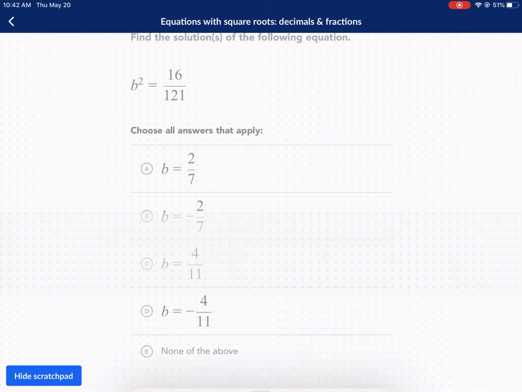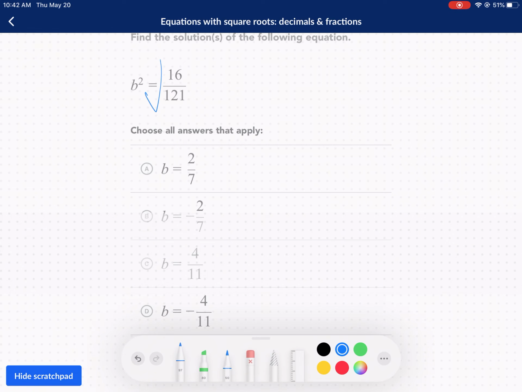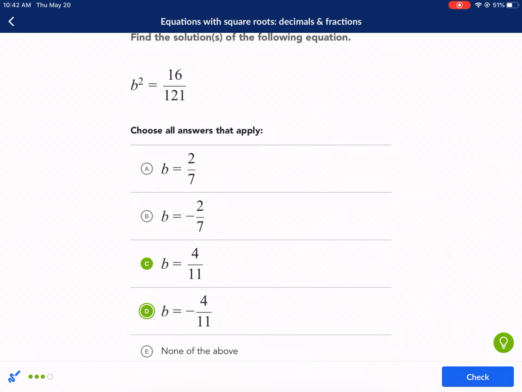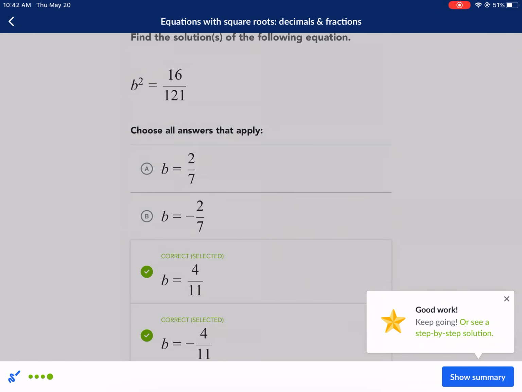Okay, last one. You guys know what to do. You take the square root. Square root of 16 over square root of 121. And, oh, did I put plus or minus? I think I did on the last one. So we have b equals that. That's 4 over 11. Don't forget, plus or minus. So 4 over 11, we see that we have two answers here. You can't reduce 4 over 11. Plus or minus, check it. That's all there is to it.